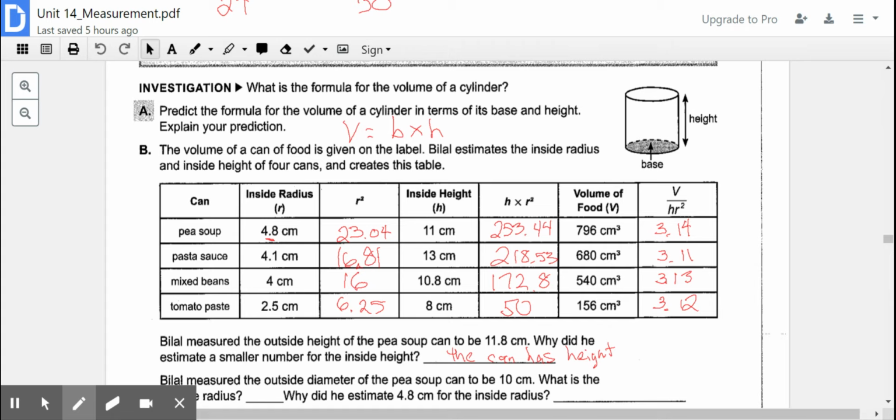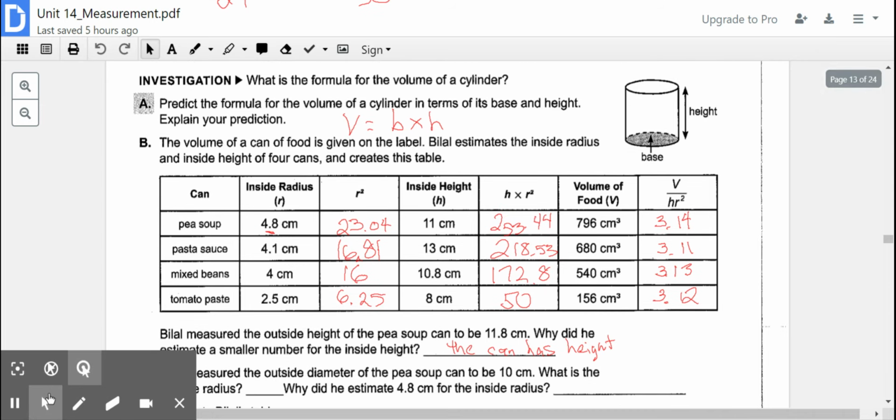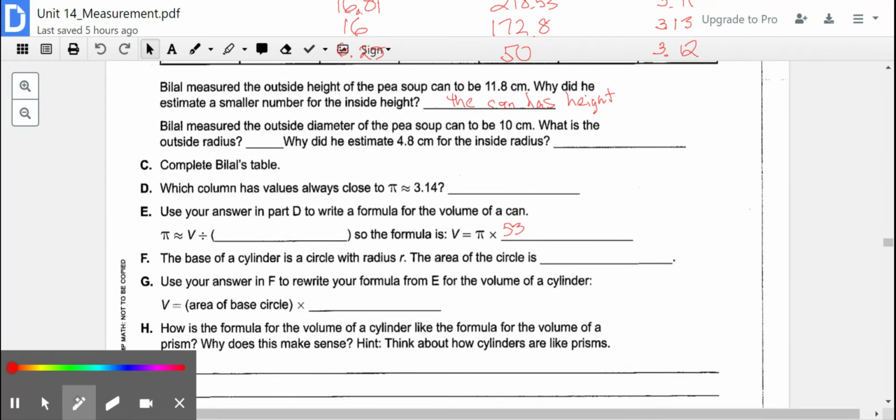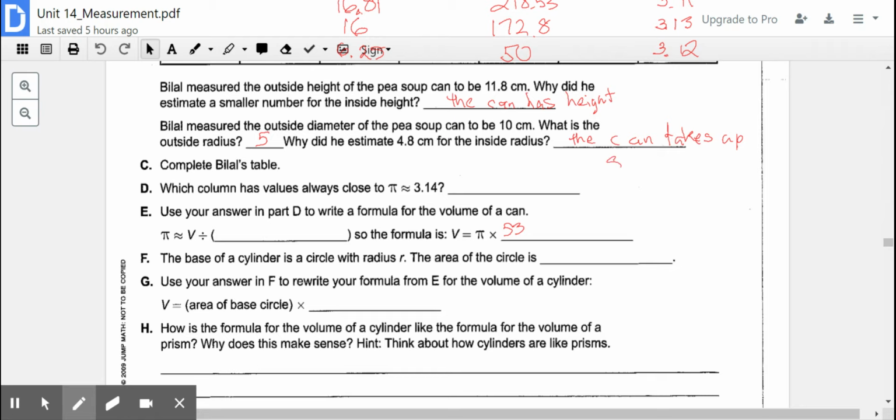Bilal measured the outside diameter of the pea soup can to be 10 centimeters. What is the outside radius? Well, if the outside diameter is 10, the radius is going to be half of 10. That's 5 centimeters. Why did he estimate 4.8 centimeters to be the inside radius? Okay, well, the can takes up space, right? Just like with the height.